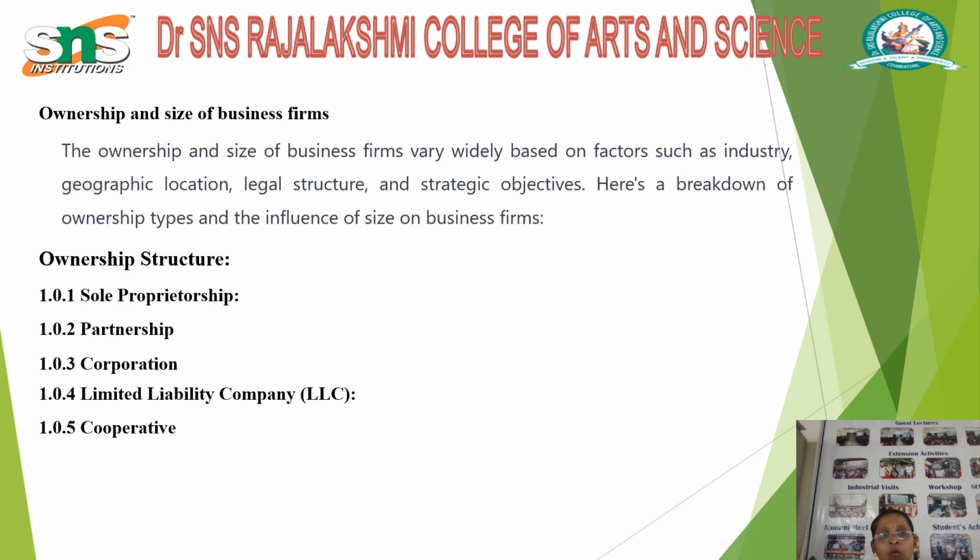Next, ownership and size of the business. The ownership and size of the business will vary widely based on factors such as industry, geographic location, legal structure, and strategic objectives. Here is a breakdown of ownership types and the influence of size of the business firms. Ownership structure can be divided into the following categories: proprietorship, partnership, corporation, limited liability company, and cooperative. These are the structures of ownership.